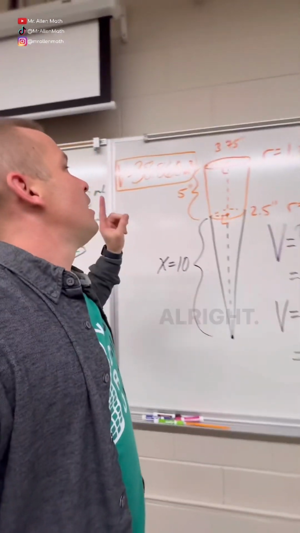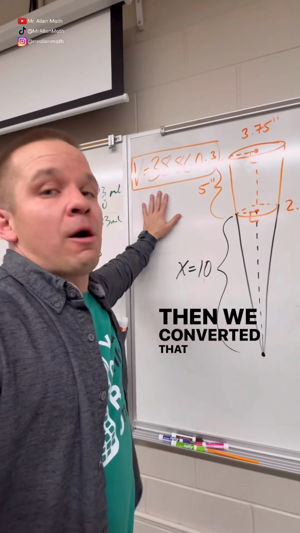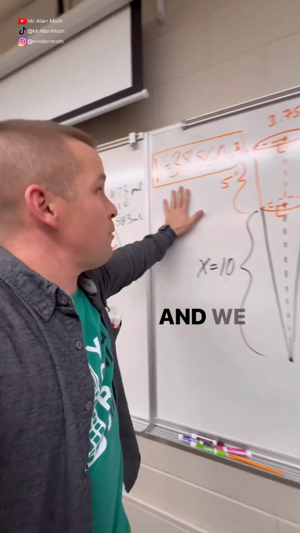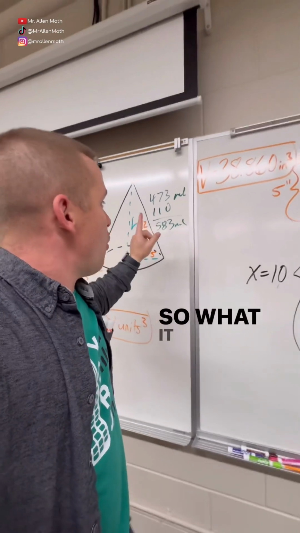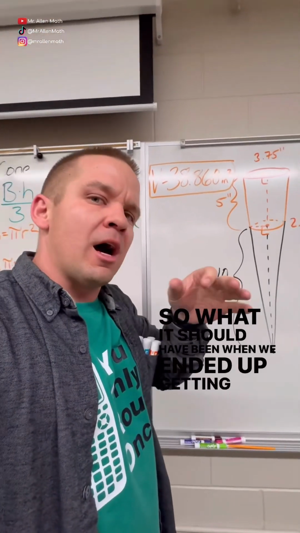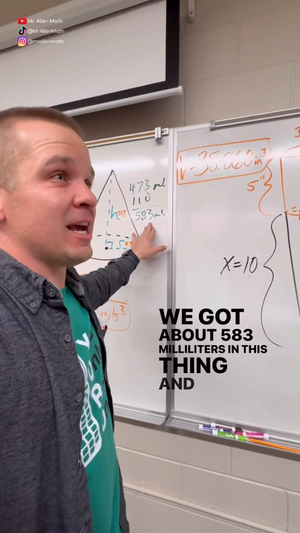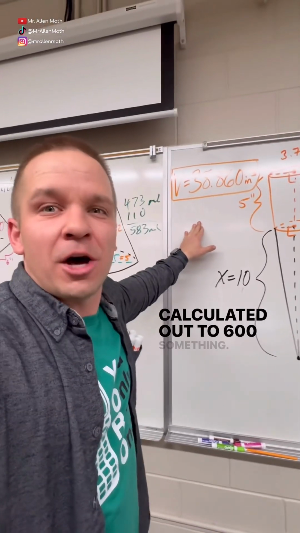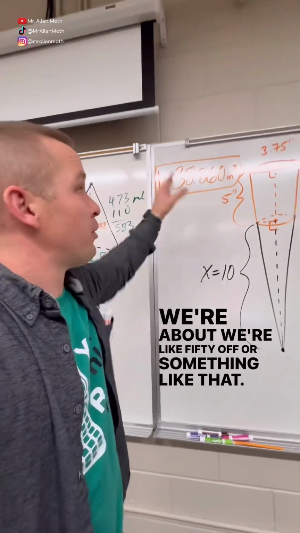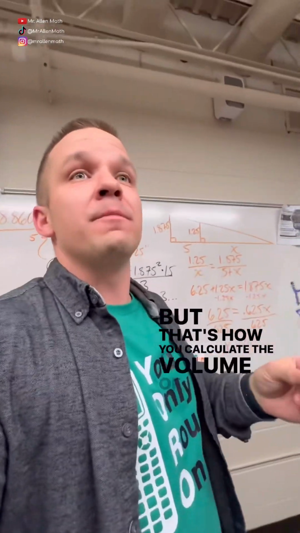Get it? Math joke. All right. Then we converted that one to fluid ounces, and we got pretty dang close. So what it should have been, what we ended up getting a beaker and filling it up, we got about 583 milliliters in this thing, and I think this calculated out to 600 something. We were like 50 off or something like that. So pretty dang close, but that's how you calculate the volume of a frustum, a truncated cone.